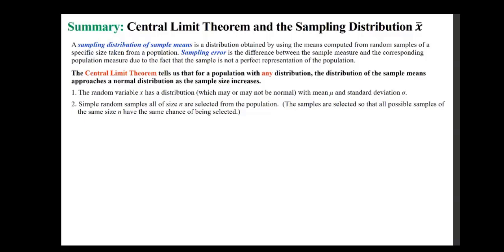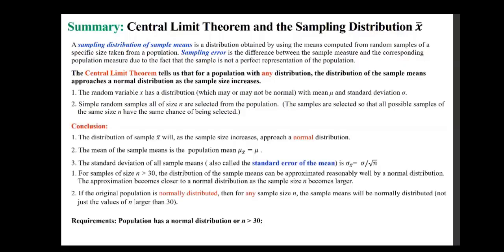1. The random variable x has a distribution which may or may not be normal with mean mu and standard deviation sigma. 2. Simple random samples of all size n are selected from the population. The samples are selected so that all possible samples of the same size n have the same chance of being selected. Conclusion. 1. The distribution of sample X bar will, as the sample size increases, approach a normal distribution. 2. The mean of the sample means is the population mean: mu of X bar is equal to mu. 3. The standard deviation of all sample means, also called the standard error of the mean, sigma of X bar, is equal to sigma over the square root of n.